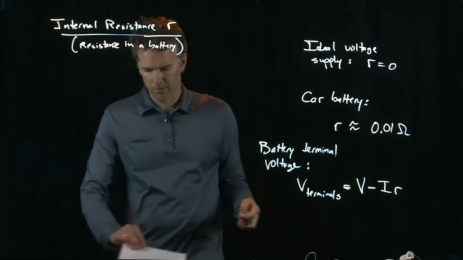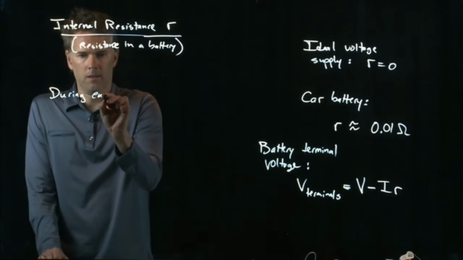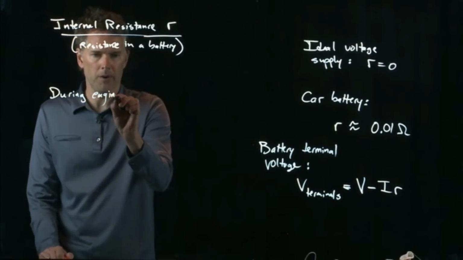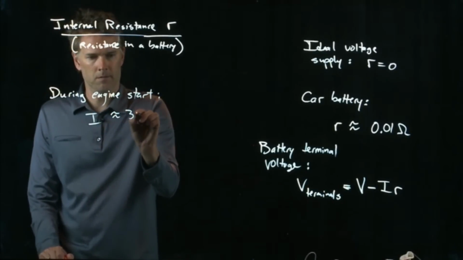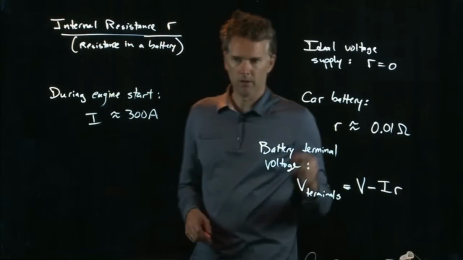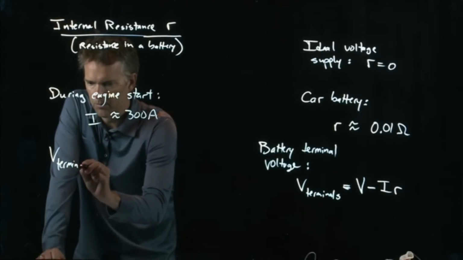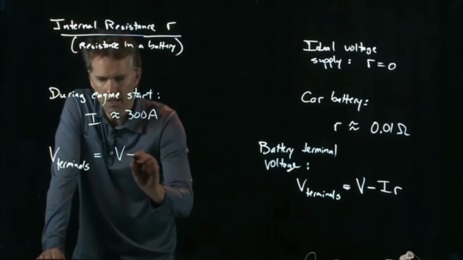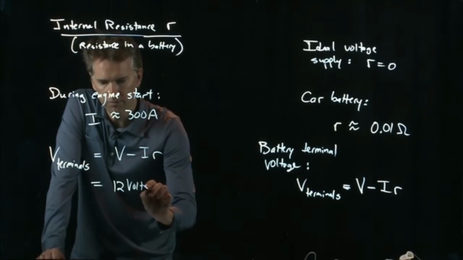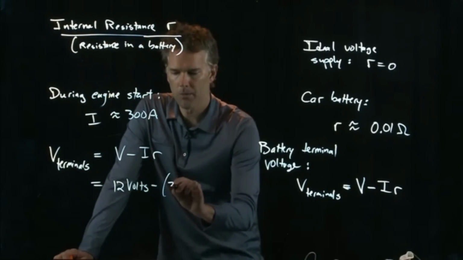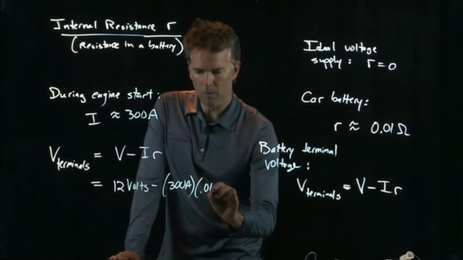Okay, so what we said in class was during start, that thing can be drawing 300 amps. So what is the voltage on those terminals? V on the terminals is going to be V minus Ir, which is 12 volts minus I, 300 amps, times little r, which we said was 0.01 ohms.